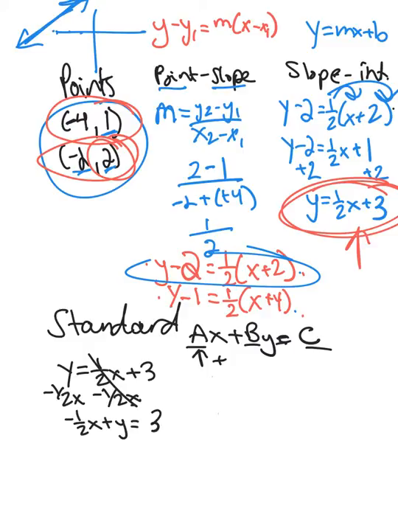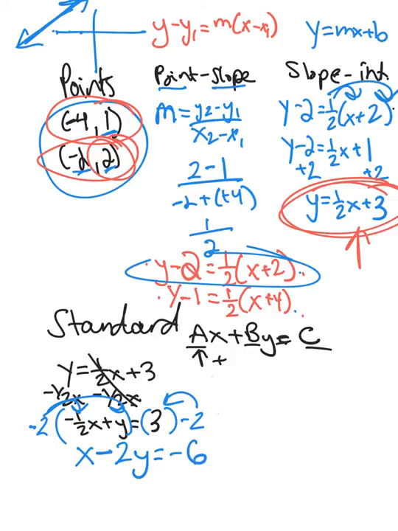Now, there's two things wrong with this form, so we're not done. One, there's a fraction, and two, a is negative. So I have to multiply both sides of the equation by something to get rid of the negative and the fraction. So I'm going to multiply by negative 2 because 2 is the denominator. So once I distribute all of this, I get negative 2 times negative 1/2, which is 1, so 1x, minus, because negative 2 times y is negative, so minus 2y equals negative 6. And so those are my three forms.